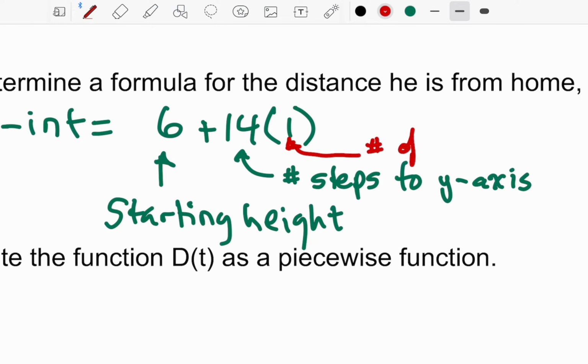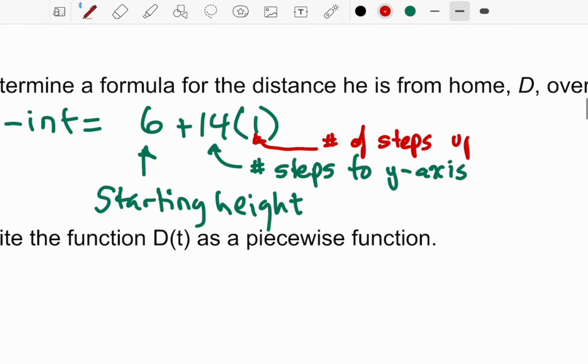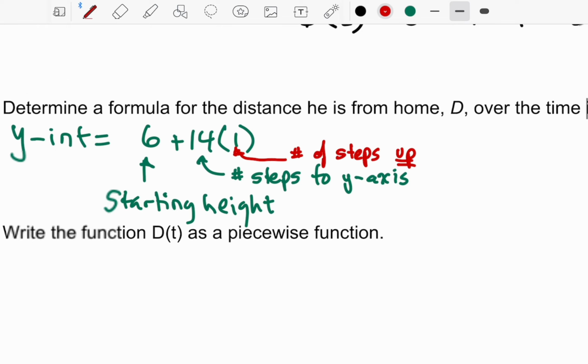Number of steps up per unit. All right. And so that's a measure of the slope. We might say, well, why didn't I put a negative one there? Well, if we were going to the right, I would. But we're going backwards. So we have to change our value here. So that's why we're going up instead of down.